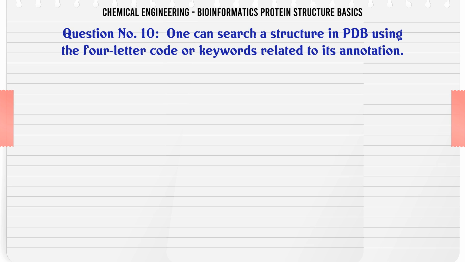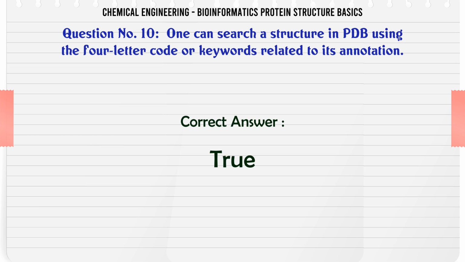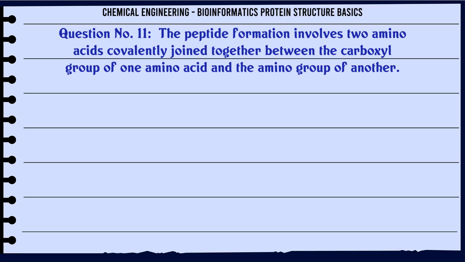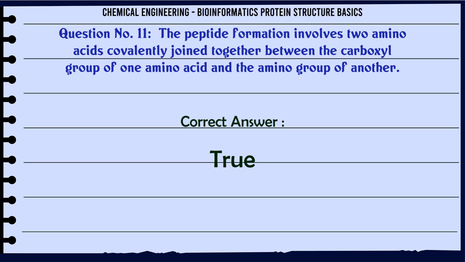One can search a structure in PDB using the 4-letter code or keywords related to its annotation. A. True. B. False. The correct answer is true. The peptide formation involves two amino acids covalently joined together between the carboxyl group of one amino acid and the amino group of another. A. True. B. False. The correct answer is true.